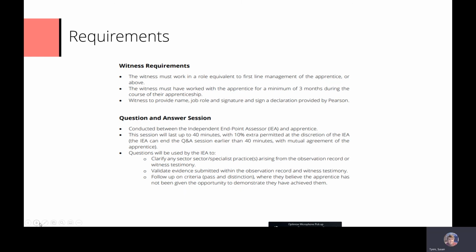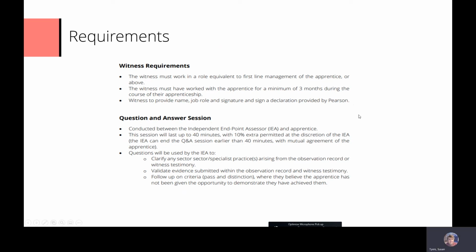So the requirements for a witness: the witness must work in a role equivalent to first line management of the apprentice or a level above. The witness must have worked with the apprentice for a minimum of 3 months during the course of their apprenticeship. And the witness is to provide name, job role, signature, and sign a declaration provided by Pearson.